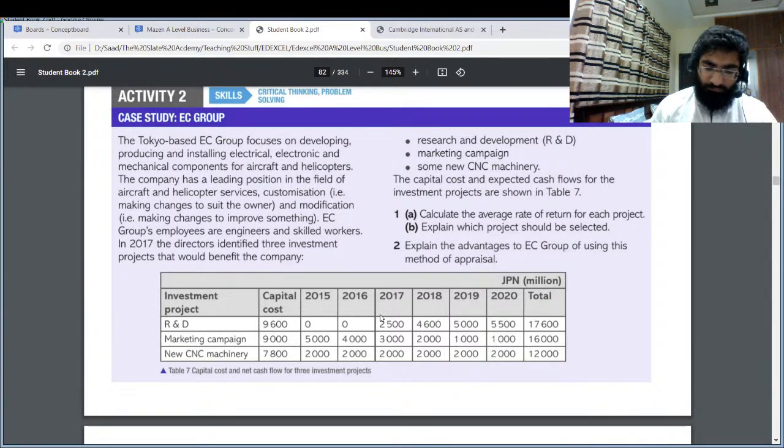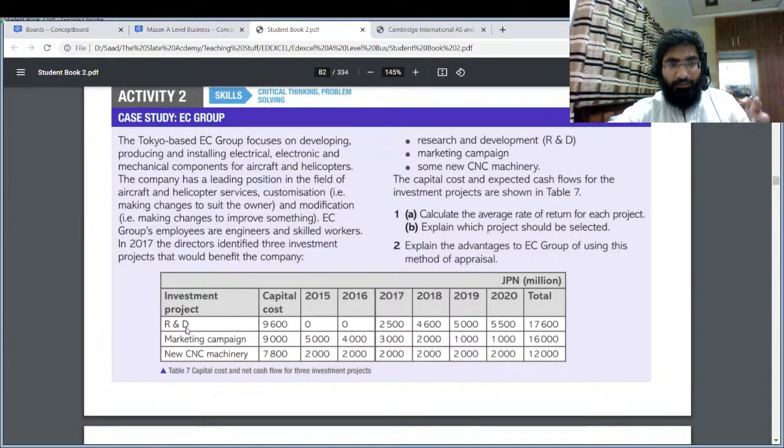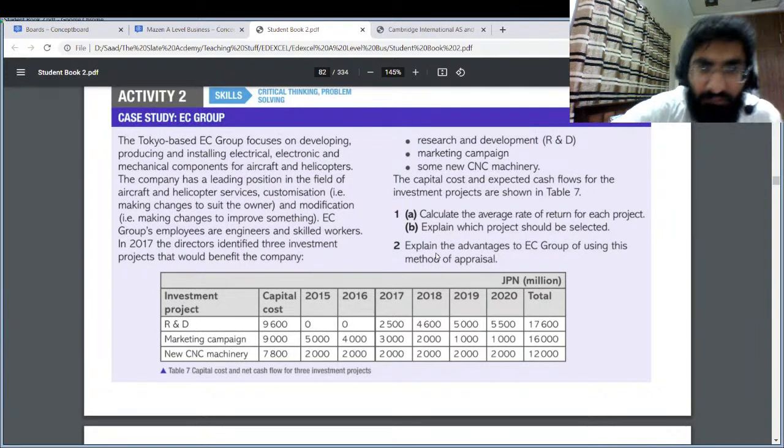I'll do all of the 1A, 1B, and 2. Sorry, I didn't get your question. I'll do question 1A, B, and 2. So 1A and B and 2, if you see, it's the same thing. You just have to calculate the average rate of return for all three projects, and the one with the highest, you'll choose that one, and then we'll discuss the advantages and disadvantages of this particular method.